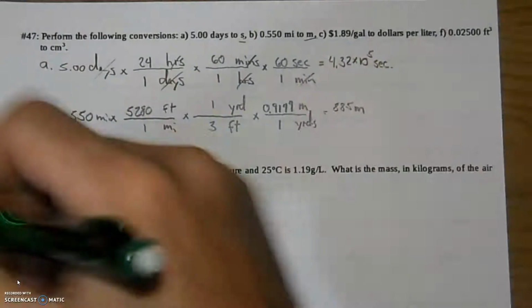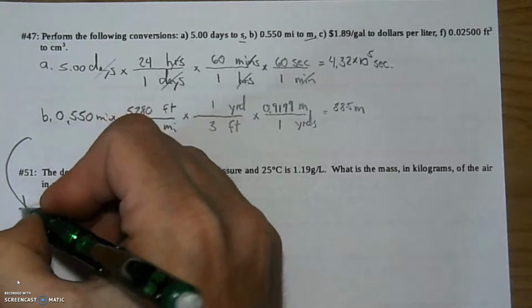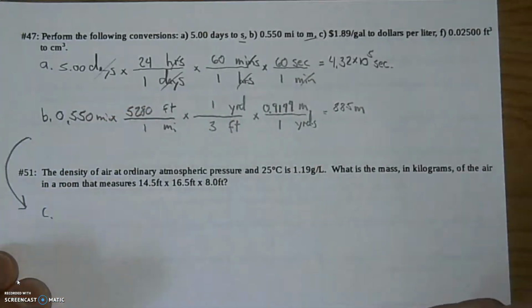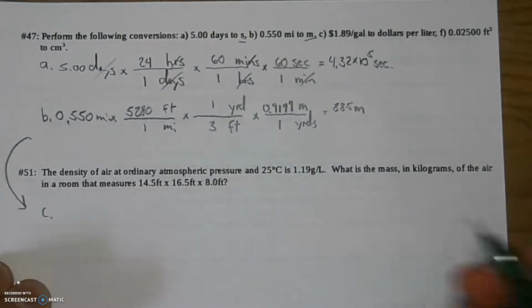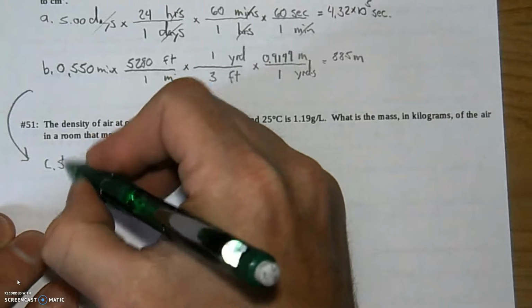Let's swing down here for C and take a look at that one. So for this one here, we have $1.89 for, I don't know what it says, per gallon to dollars per liter. That's not too bad. Okay. So we'll just set up what we have here.